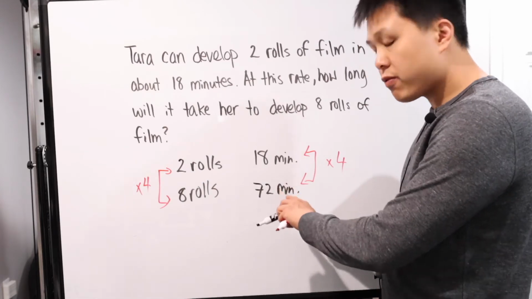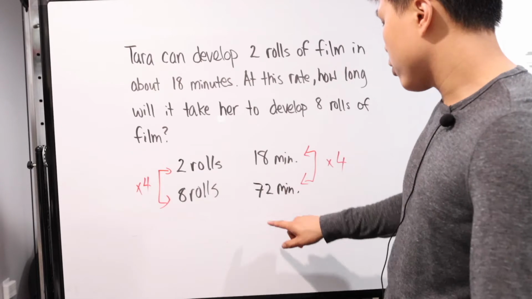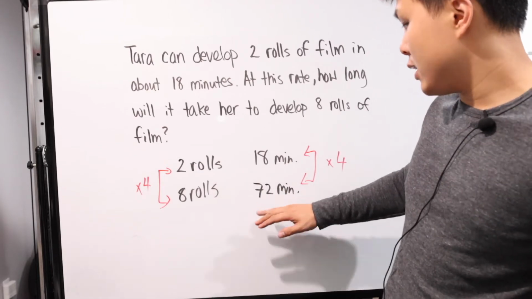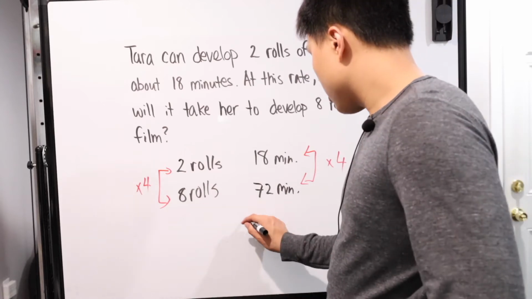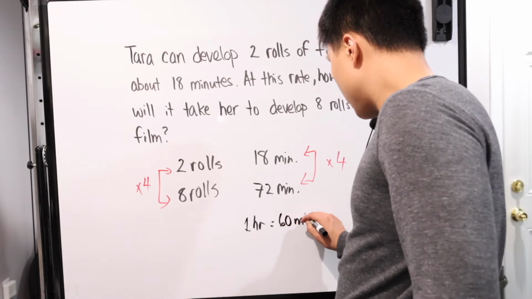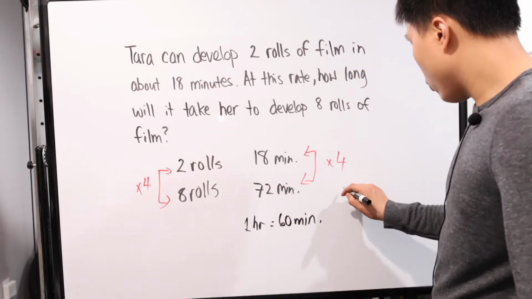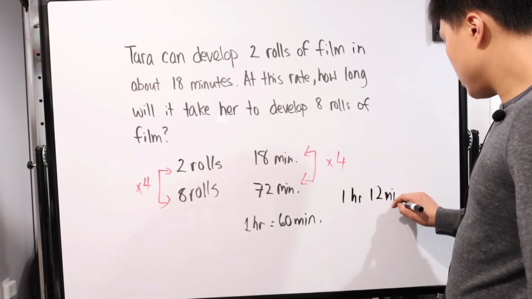Now, the only caveat that I can see them making this slightly more challenging is that if they keep it in minutes, that's fine. Most of the time they probably want it in specific hours or so on and so forth. So then you just have to convert this into hours. So that means, well, 72 minutes. Hopefully you guys remember 1 hour is equal to 60 minutes. So in that case, this is just going to be 1 hour and 12 minutes.